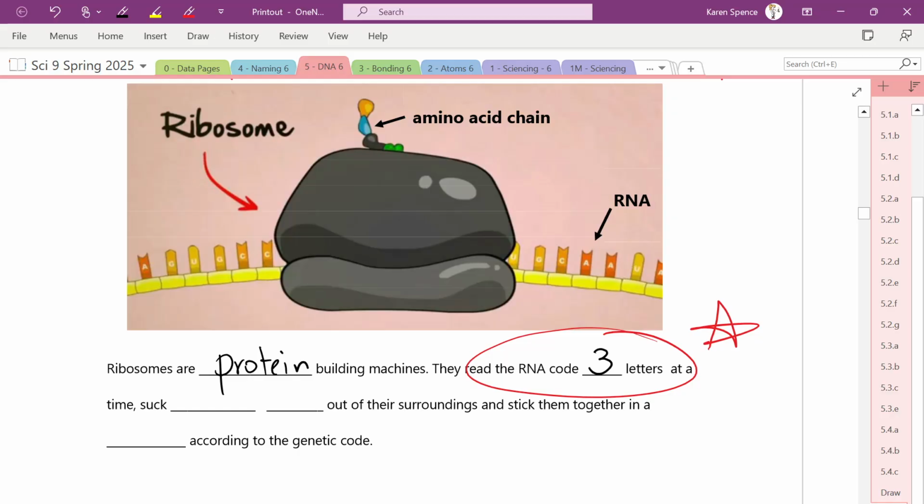What do the ribosomes suck out of the cytoplasm? RNA, but also amino acids. They suck amino acids out of their surroundings in the cytoplasm, and they stick them together in a chain according to the genetic code, which is read 3 letters at a time.